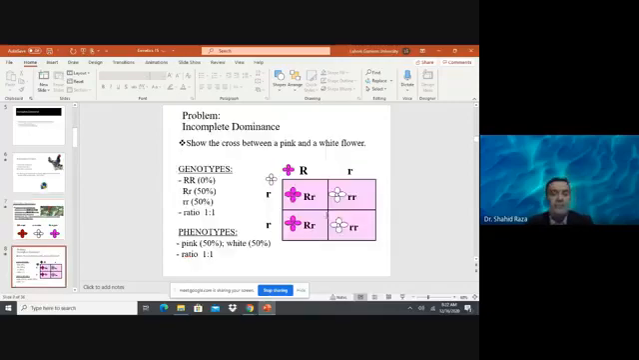So what is the problem with incomplete dominance? We have to see the problem of incomplete dominance. Here we can see the cross between a pink and a white flower. The genotypes are capital R capital R 0%, capital R small r 50%, small r small r 50%, ratio 1:1. Phenotypes: pink 50%, white 50%, and the ratio is 1:1.